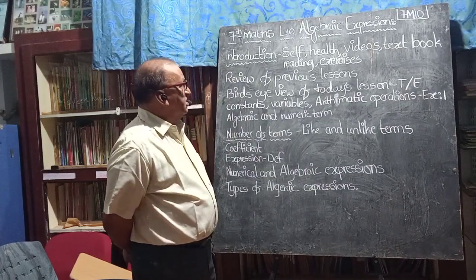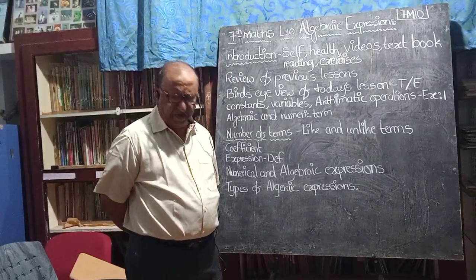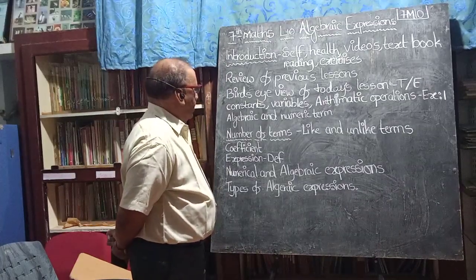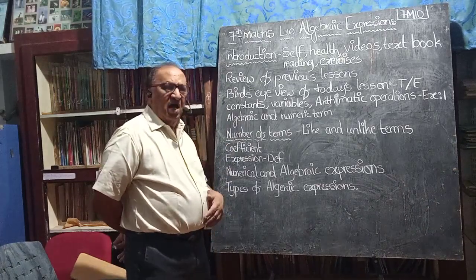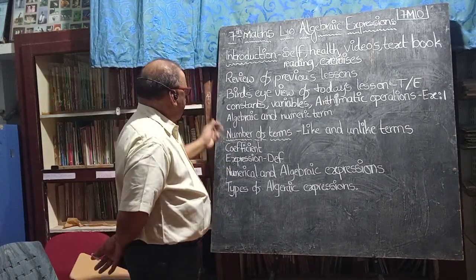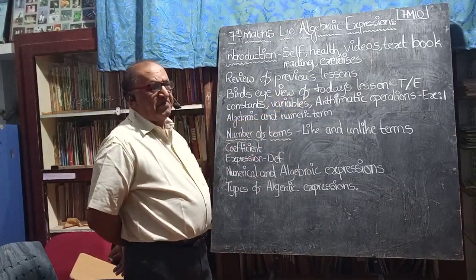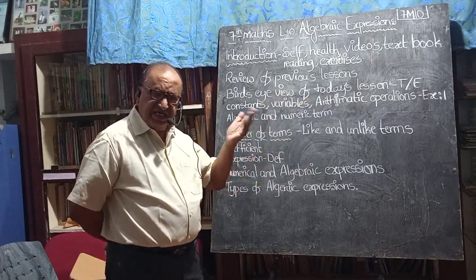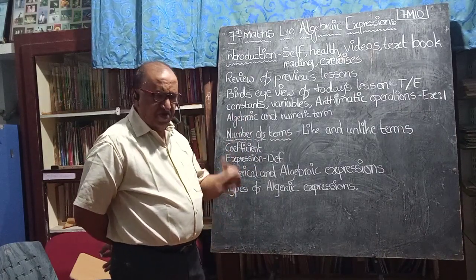Now, in this class, as the title itself says, algebraic expressions. Today I will give you a bird's eye view of the total lesson: constants, variables, arithmetic operations. Arithmetic operations are addition, subtraction, multiplication, and division.